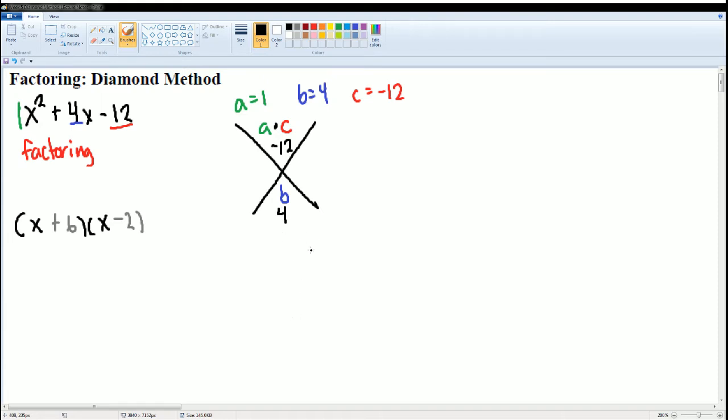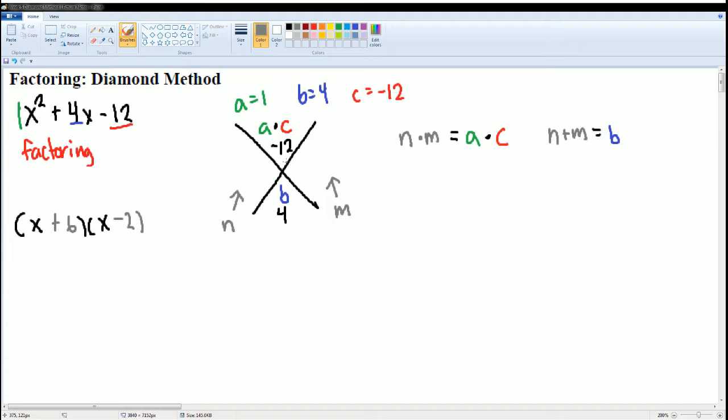Now, to factor it, you have to look for a term here, which is your n, and a term here, which is your m, such that n times m is equal to your a times your c, which is the top of the diamond. And you also want your n plus m to be equal to the bottom of your diamond, which is your b. In this case, let me show you.